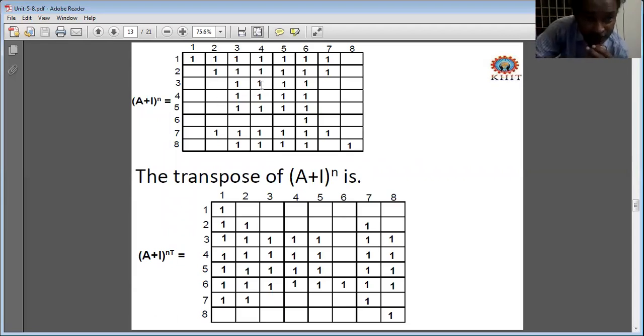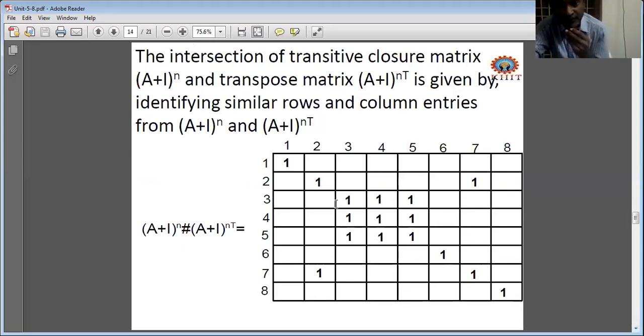So from 3 to 3 mark entry is there. 3 to 1, 3 to 2 is not there here. 3 to 3 is only there. Then 3 to 4 it is there, 3 to 5 it is there. So like that here you write 3, 4, 5 is 1.